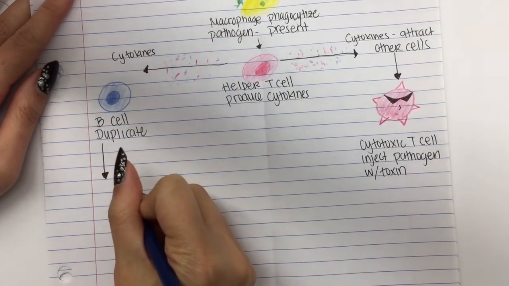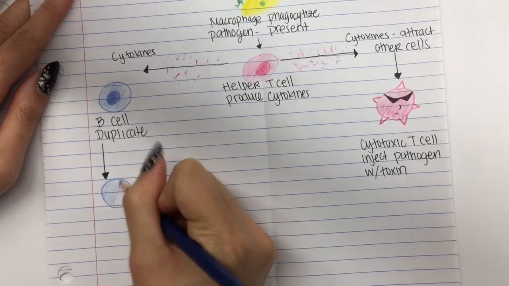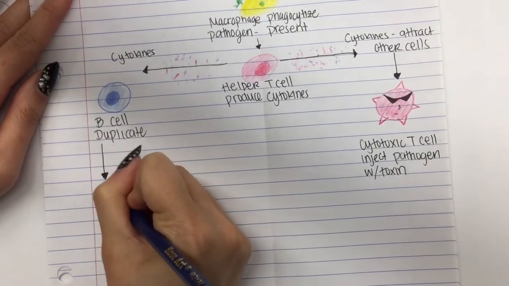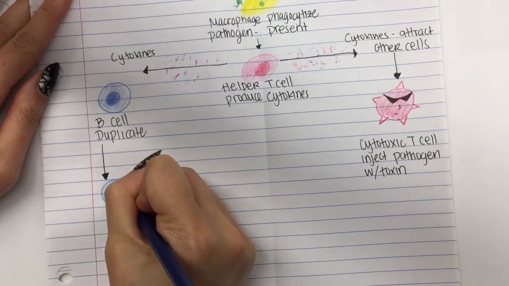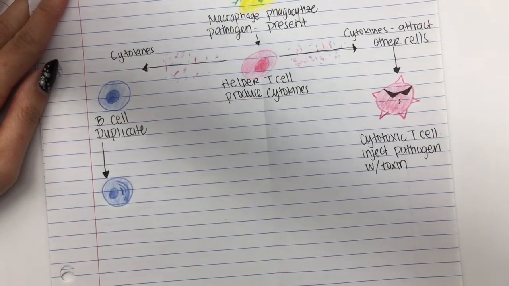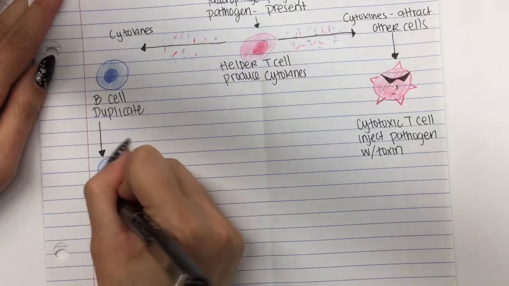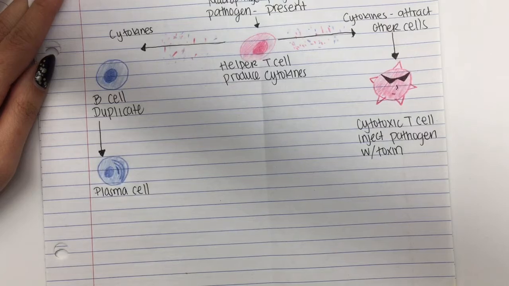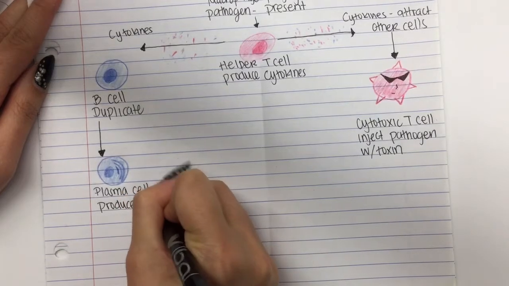So I'm going to draw a B cell similar to what I drew before. Except since this is a plasma cell, we'll add a little bit of design to make sure they look different from each other. I don't know, just add something so they look similar but different. So a plasma cell is a type of B cell. And what they do is they produce antibodies.